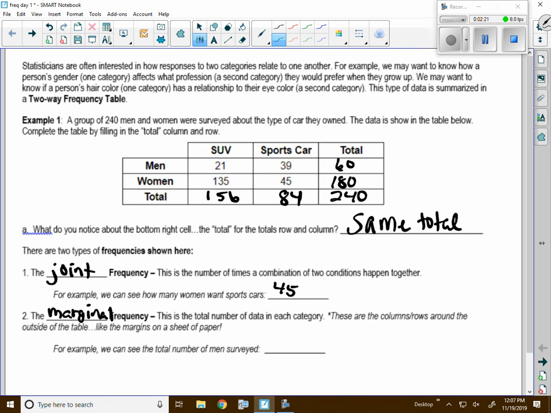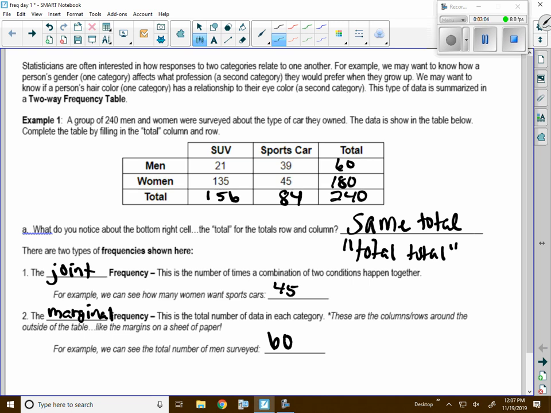Question A asks, what do you notice about that box? It's the same total no matter if you do it horizontally or vertically, and right below it you can put the total. For our marginal frequency, an example would be the total number of men surveyed. How many total men? Yep, 60. We look at men, go all the way to that total, and it was 60. Again, the marginal frequencies are in the total columns, and the joint frequencies are in the middle section. We okay on that so far?